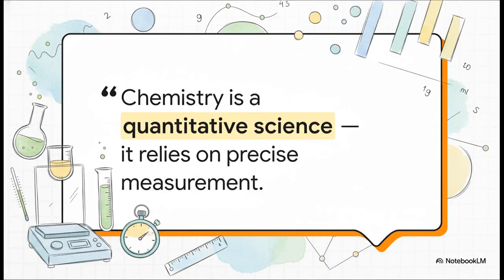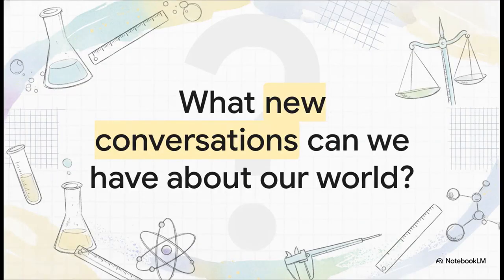A textbook I once read put it perfectly. Chemistry is a quantitative science. It relies on precise measurement. And that's really the whole takeaway here. Without the numbers, without the units, modern chemistry as we know it simply would not exist. And that leaves us with one last thing to think about. If measurement is the language of science, as we get better and better at speaking that language, as our tools get more and more precise, what new conversations can we have? What new secrets about our world are we just about to unlock?